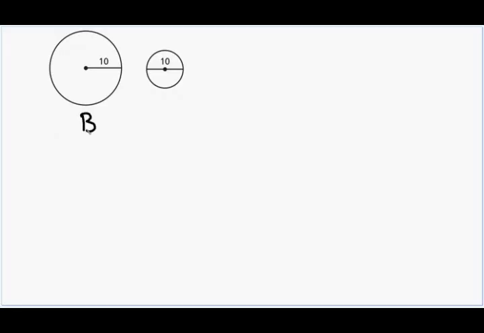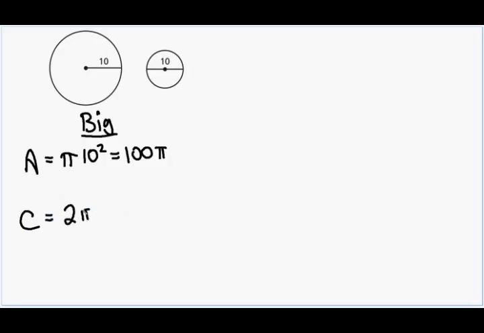So here is the big circle. Area is going to equal pi times the radius 10 squared. So that's area is 100 pi. Circumference is equal to 2 pi times the radius, and the radius is 10. So the circumference of this one is 20 pi.